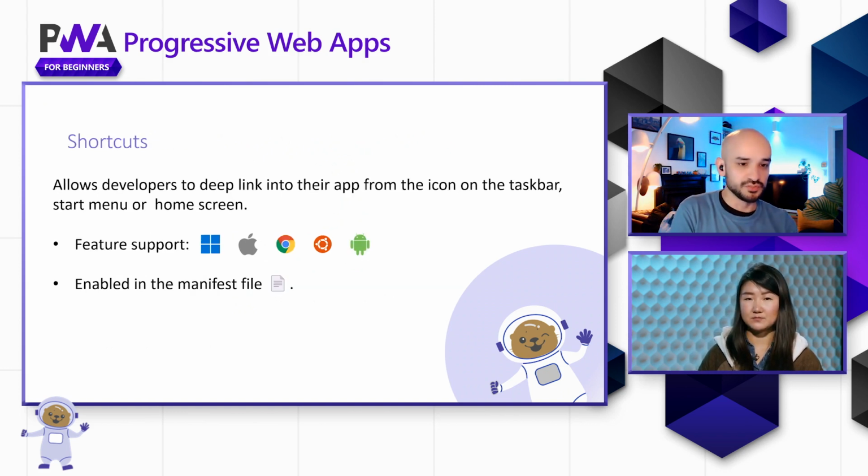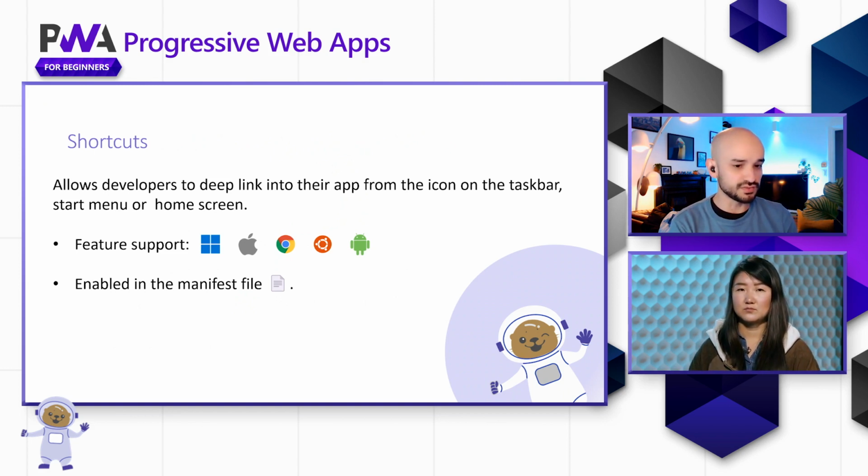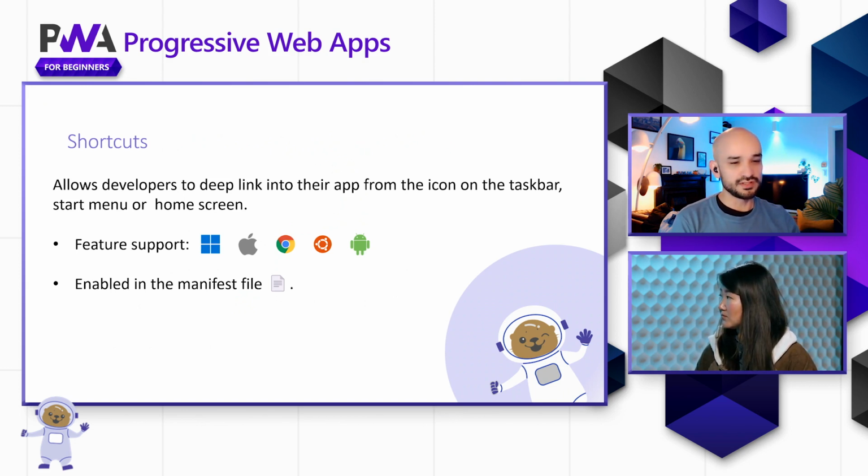So good. We have shortcuts, and as you mentioned as well, it allows developers to deep link into the application from an icon that could be in the start menu, or in the home screen if it's a mobile device. This is something that is enabled in the manifest file. We're going to see that this is a common theme with most of the features we are working with at the moment. You need to keep an up-to-date manifest file, because it's becoming not only a source for the description and appearance of your application once it's installed, but it also enables a lot of very advanced web capabilities.